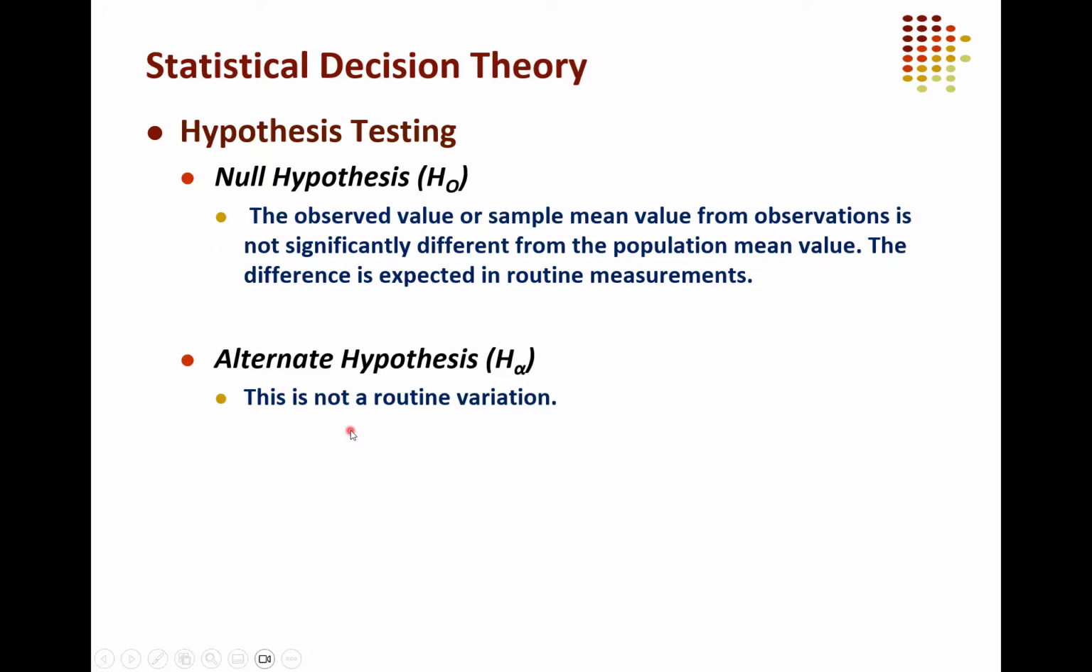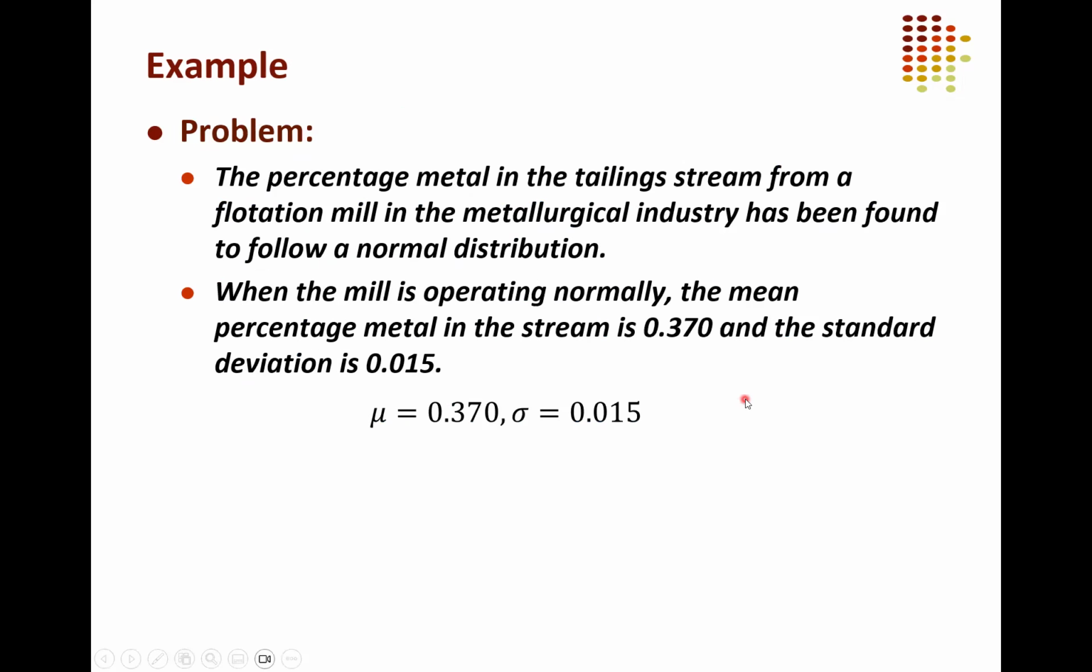So the observed value of the sample mean is significantly different from the population mean, and therefore it's not a routine variation. We say that this variation has some determinate source of error which needs further exploration. So let's see an example.